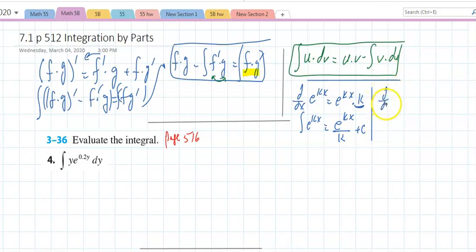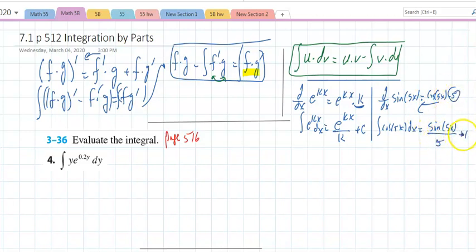So if I'm taking a derivative of the sine of 5x, that is the cosine of 5x times 5. If I'm integrating the cosine of 5x dx, that would be the sine of 5x going back. Instead of multiplying by 5, you divide by 5.